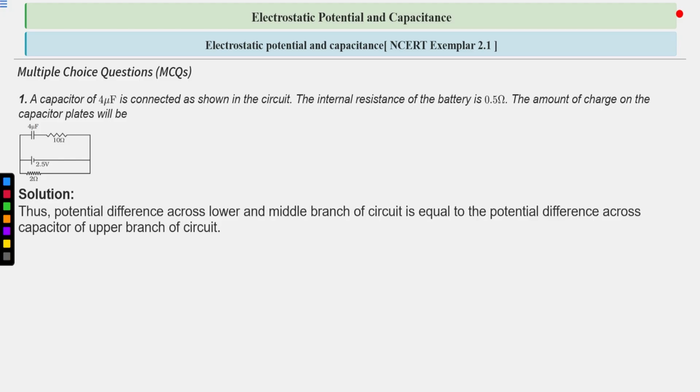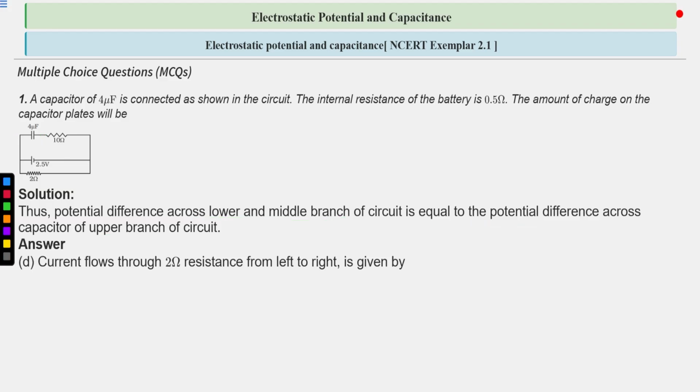Thus the potential difference across the lower and middle branches of the circuit is equal to the potential difference across the capacitor of the upper branch. The potential drop across the 10 ohm resistor is zero because there is no flow of current through the upper branch due to the presence of the capacitor. So only the potential difference across the plates of the capacitor will be there.